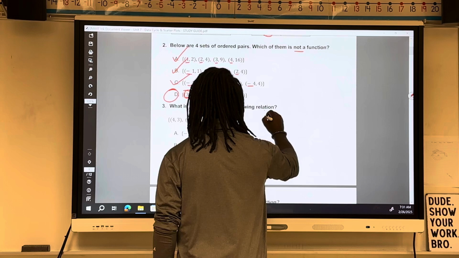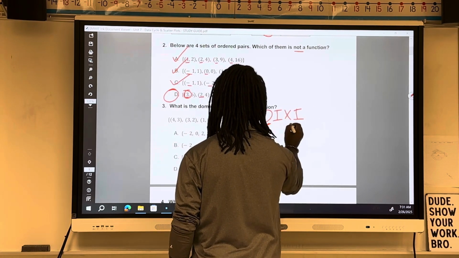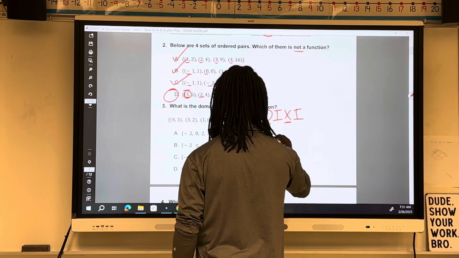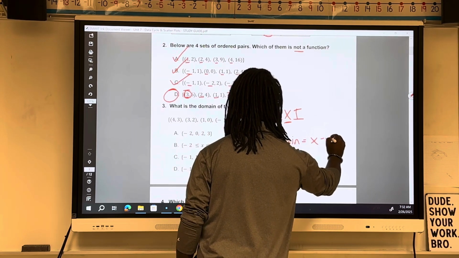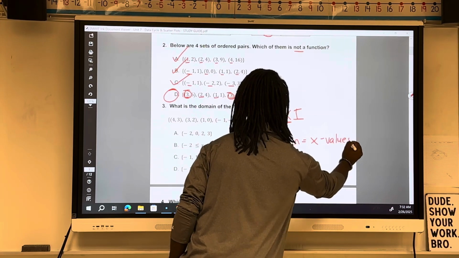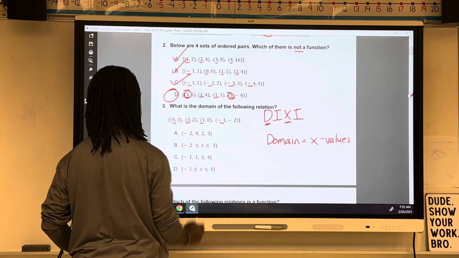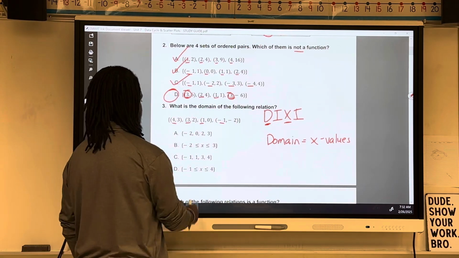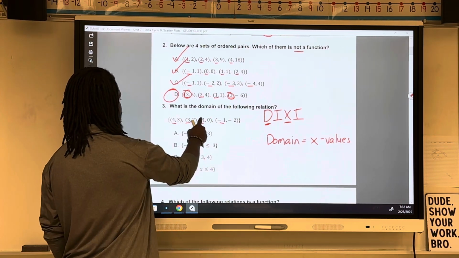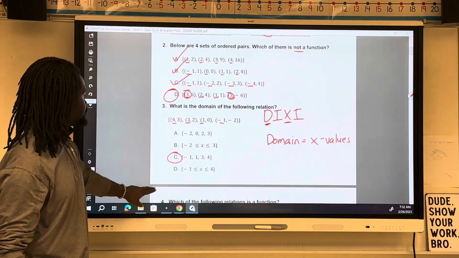Question number 3, what is the domain? Domain, remember Dixie Royd, domain is the x value. So domain equals x values. We're looking at the x values for each, and we're going to put them in order from least to greatest. So we've got -1, 1, 3, and 4, and so our answer is C.